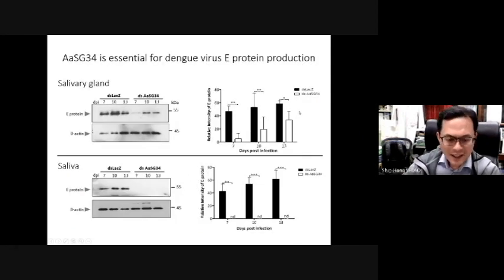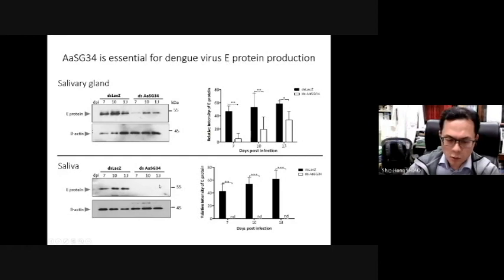So we next examine the effect of ASG34 on viral protein production in the mosquito salivary gland and saliva. And here we show that when silencing ASG34 in the salivary gland, that can completely inhibit the release of dengue virus into saliva. Here we can see that at day 7, day 10, and 13, that we can barely detect any signal of E protein production.